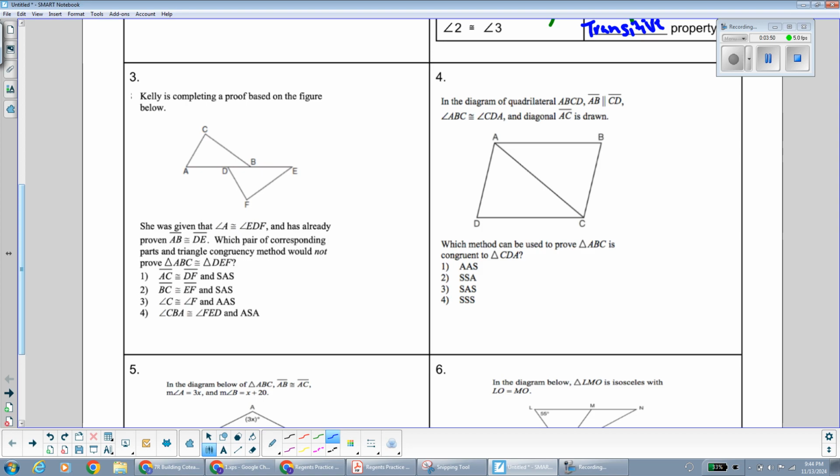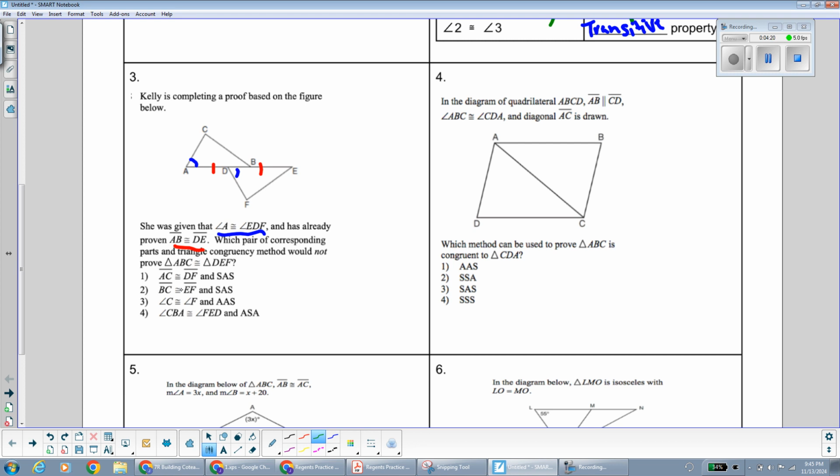Over here, Kelly was given that angle A is congruent to angle EDF. Kelly has already proven that AB, that's the full side, so I'll just put a mark, is congruent to DE, that's the full side as well. And it's saying which information would not prove the triangles congruent.